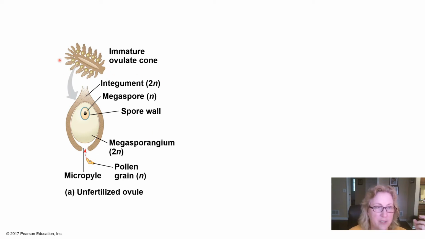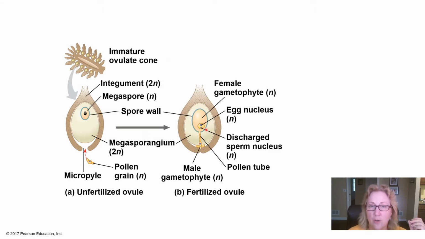So here we have a female cone, and in each one of these little ovaries we have our megaspore. Remember, spores are haploid, just like with the ferns. Meiosis occurs to produce the spores. So here we have our single haploid megaspore, and that's what's going to produce our egg. It's going to divide by mitosis and produce several cells, and one of those cells is going to be the egg. So our egg nucleus is produced here. Here are our other cells that come from the megaspore.